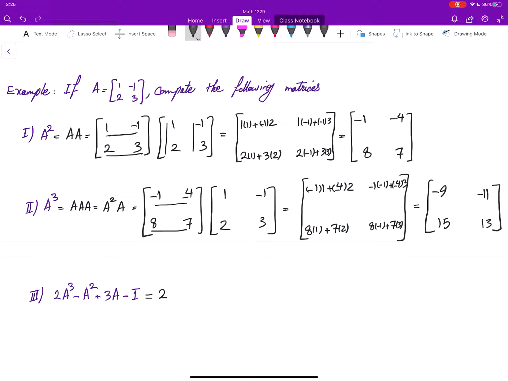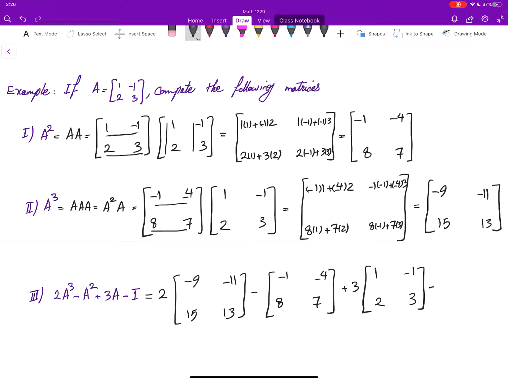Well, you can have combinations of these guys. So 2 times A cubed I already have. So it's negative 9, negative 11, 15, 13. Minus A squared we have, negative 1, negative 4, 8, 7. Plus 3 times A itself. What is A itself? 1, negative 1, 2, 3. And minus I. You see, when you don't write the order of the identity matrix, it means that all the other terms have the same dimension. And here it will be the 2 by 2 identity matrix, which is 1, 0, 0, 1.